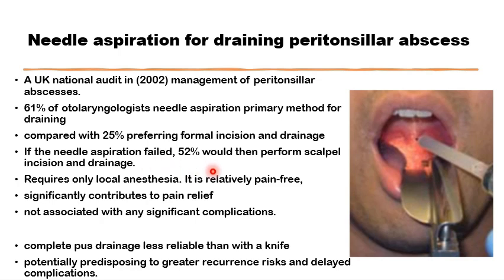The advantages of needle aspiration are obvious. It's relatively pain-free, requires only local anesthetic, and significantly contributes to pain relief once the pus is aspirated. It's not associated with any significant complications, a very safe procedure. But the problem is that it's less reliable in complete drainage of the pus, potentially predisposing to a higher risk of recurrence and delayed complications of the peritonsillar abscess.